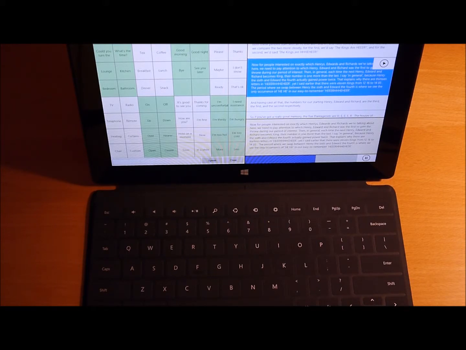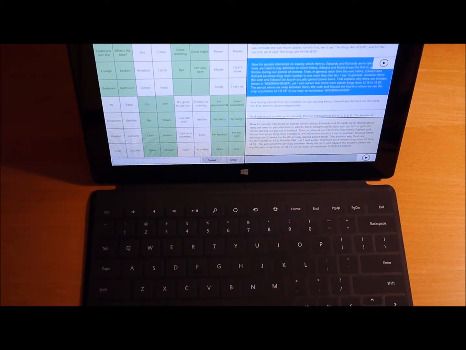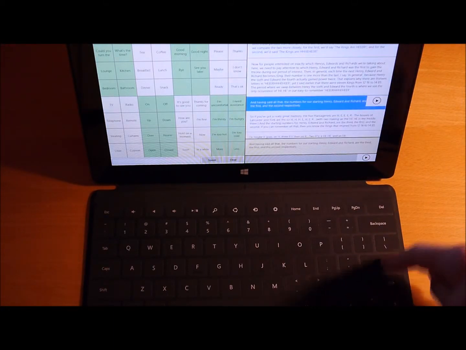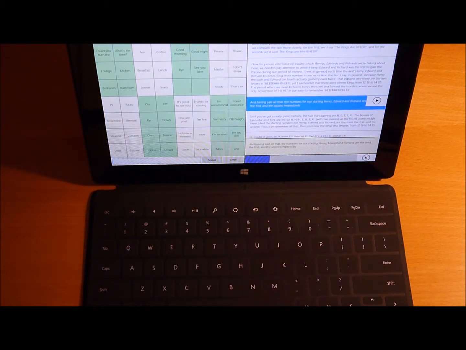That explains why there are 13 letters in here, yet I said earlier that there were 11 kings from 1216 to 1485. The period where we swap between Henry VI and Edward IV is where we see the only occurrence of "he" in our easy to remember "here". And having said all that, the numbers for our starting Henry, Edward and Richard, are the 3rd, the 1st, and the 2nd respectively.